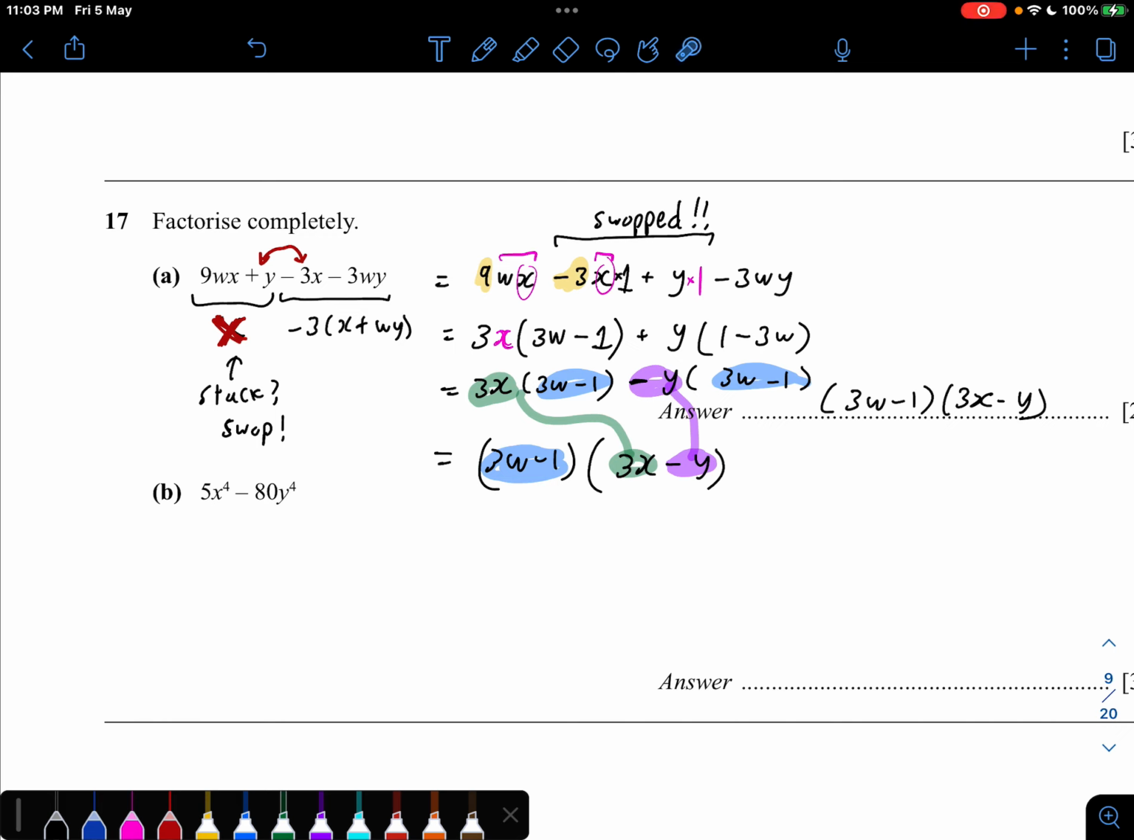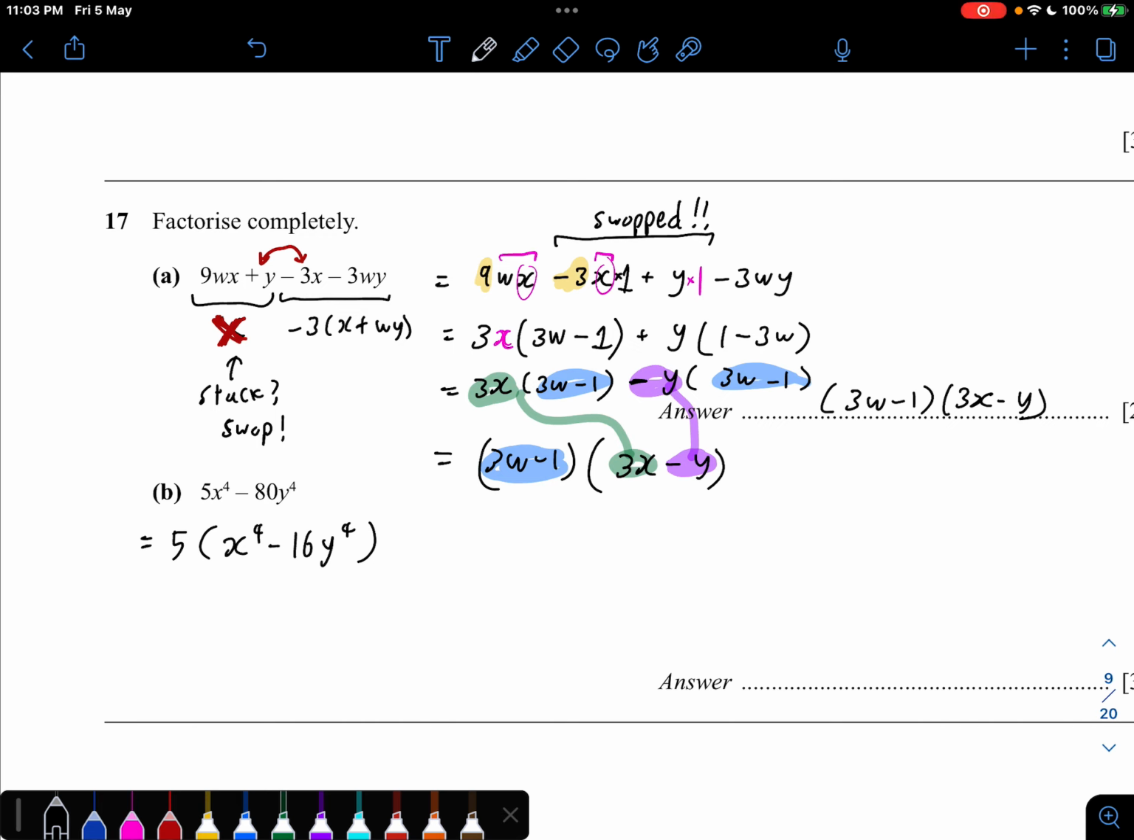Next one, this one, a little bit challenging because there is an extra coefficient in front. So your first step, 5x^4 minus 80y^4, you want to factorize completely, is to factor out the 5. Get x^4 minus 80 over 5, let's see, that's a 16, right? y^4. Then how?